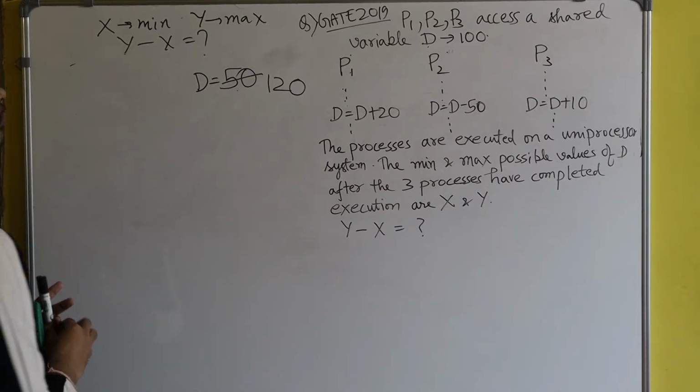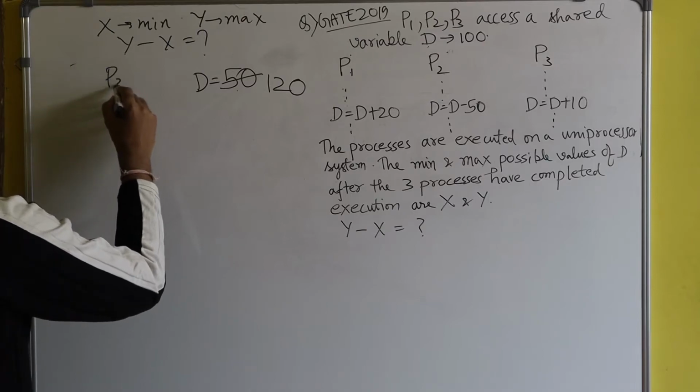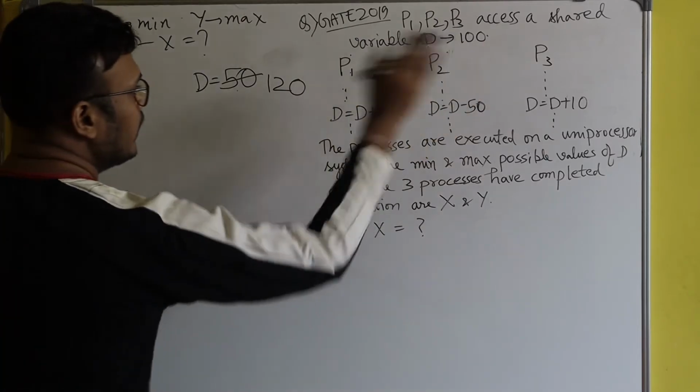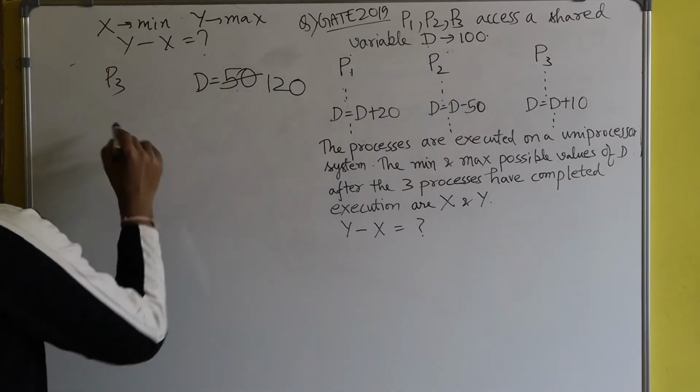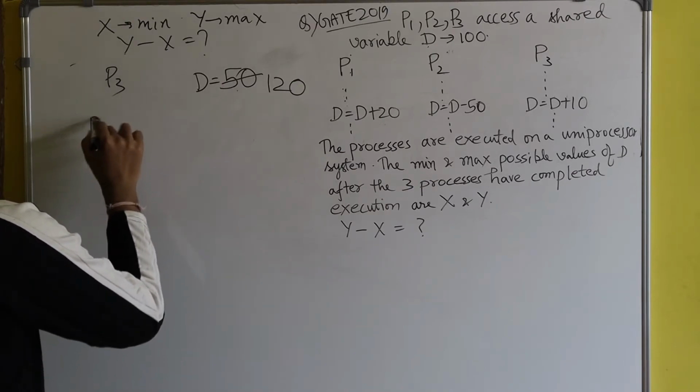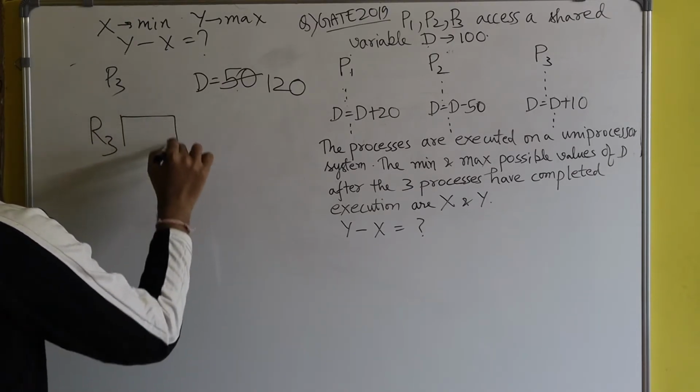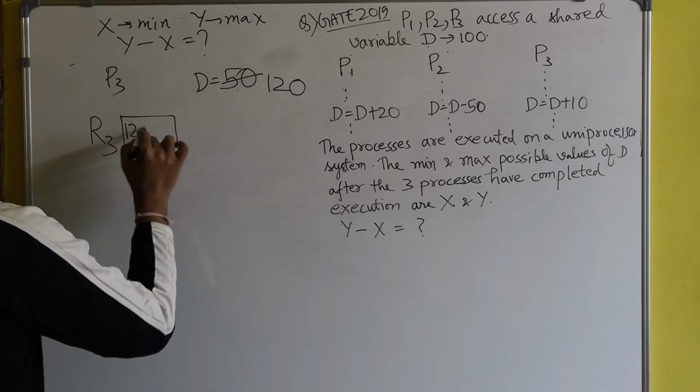So now CPU is with process P3. So what will process P3 do? Process P3 will read this value of D to the register, say R3. So now R3 contains this 120.